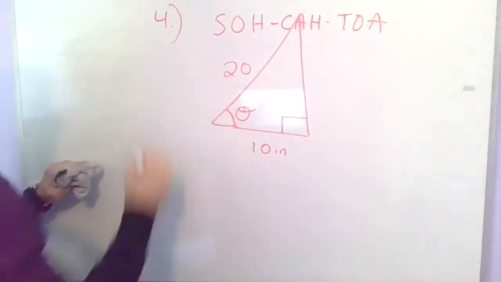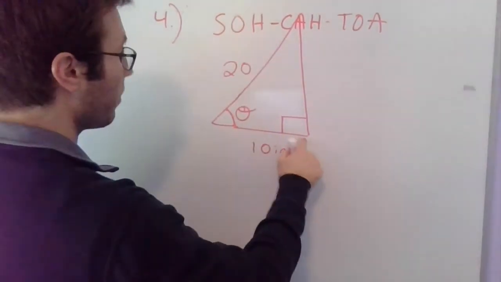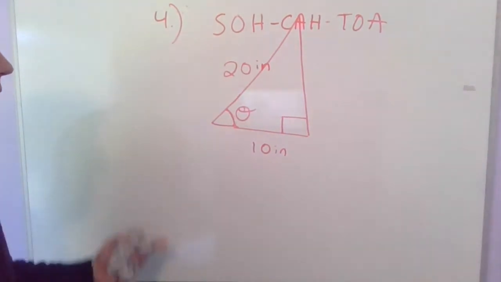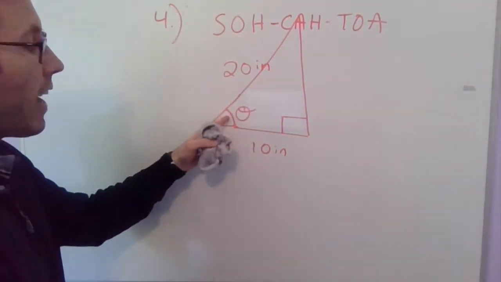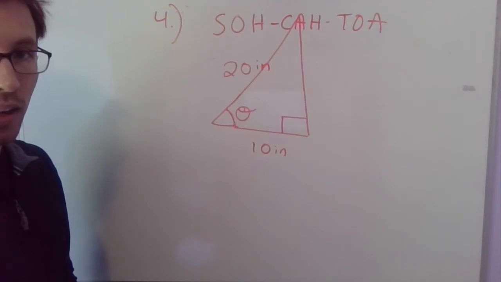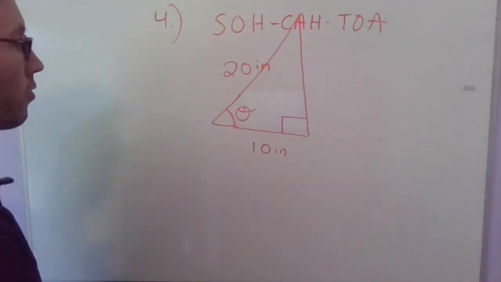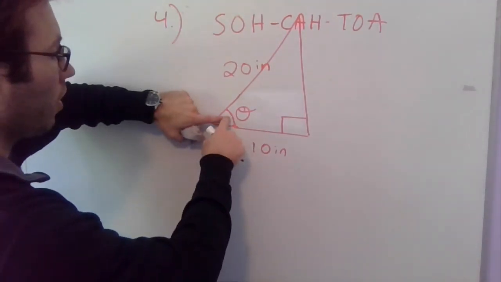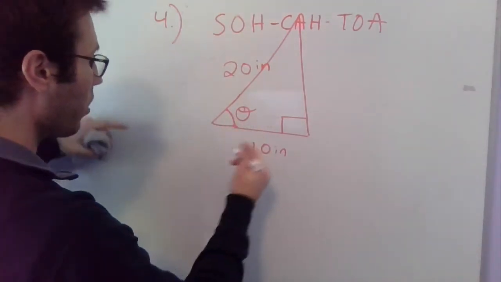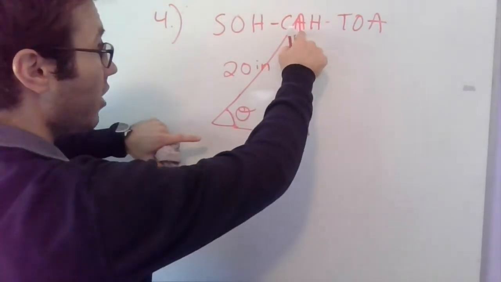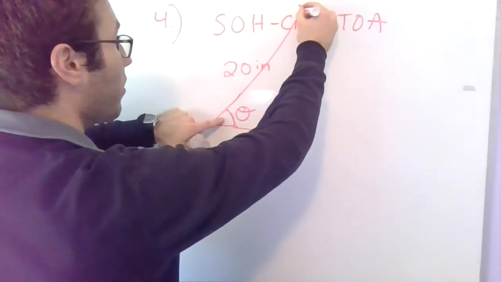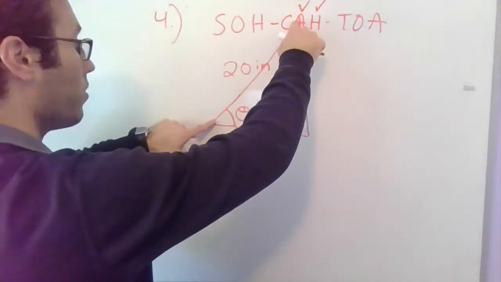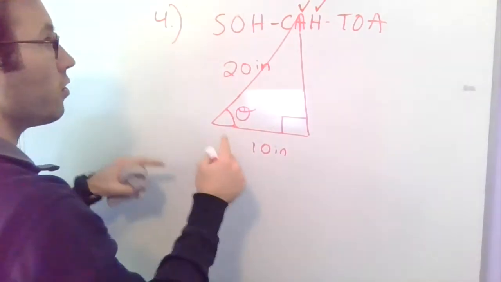This is example 4. Let's say this side was 10 inches right here. This side has to be longer, so this is 20 inches. Let's say we are given two sides and we want to know what that angle theta is. I'm just concerned about the sides here. I have the adjacent and the hypotenuse, so I'm going to use cosine.